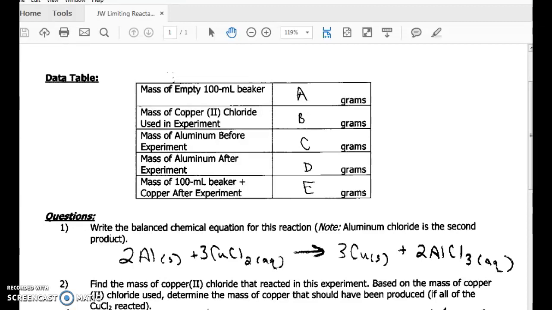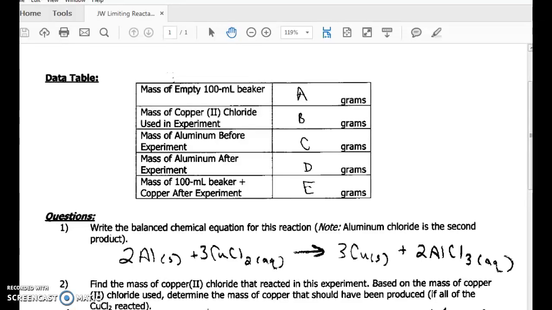Then this is a single replacement reaction. So aluminum is a metal, which means that when it takes the place of one of the elements in the compound, it's going to take the place of the metal. So the aluminum takes the place of the copper. So we have copper, the element, as one of our products, just Cu, solid, and that was what we collected, the red solid that we collected.